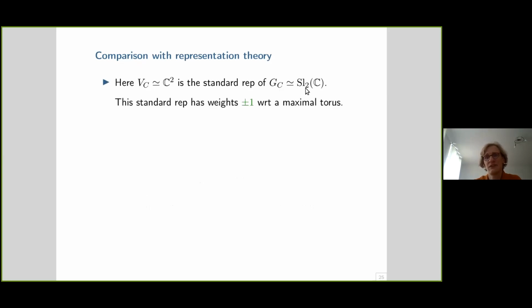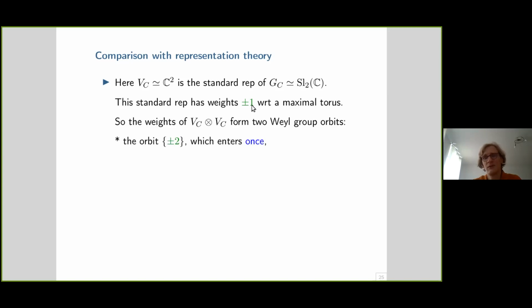In the standard representation, if you look at the maximal torus of diagonal matrices in SL2, you see that the standard representation has weights ±1. So if you look at the tensor square of this representation, then you have two Weyl group orbits of weights. You have the weights ±2, and this is an orbit which enters once, and you have the orbit of the trivial weight, which enters twice.